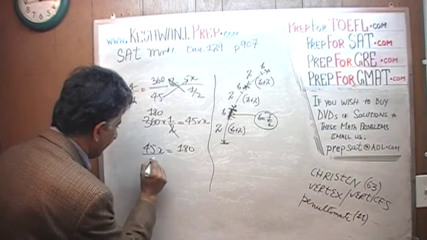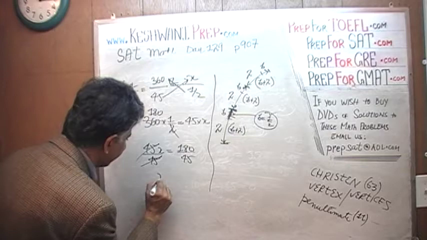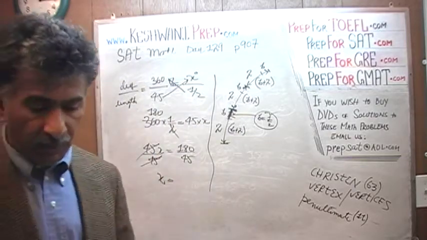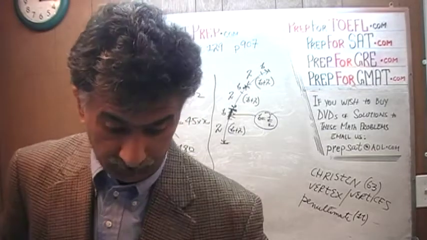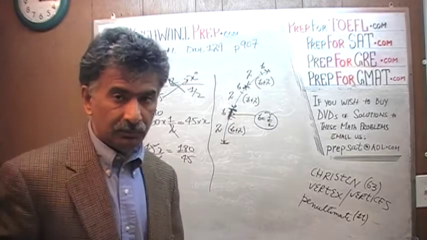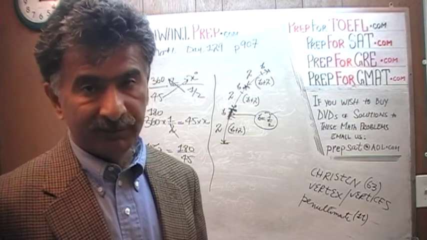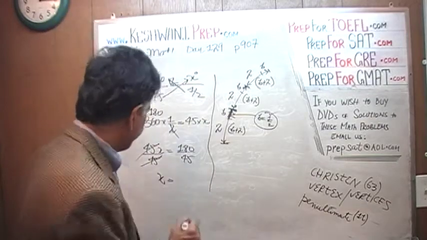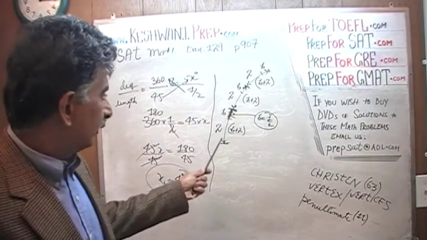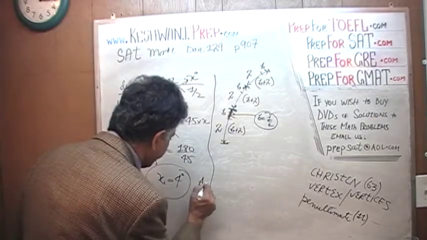Divide both sides by 45. So we can get rid of this 45, and now the x degrees that we're looking for is simply 180 divided by 45. How much is 180 divided by 45? Well, I know 90 divided by 45 is 2. And 180 is 2 times 90. Therefore, it must be 4. That's it. This x, this degree measure that they're looking for, is 4 degrees. The answer is A.